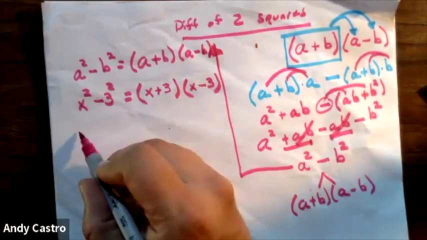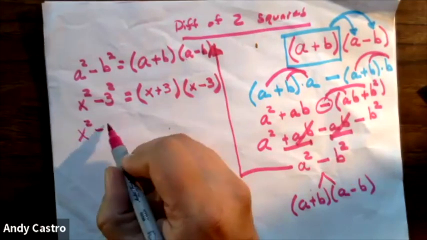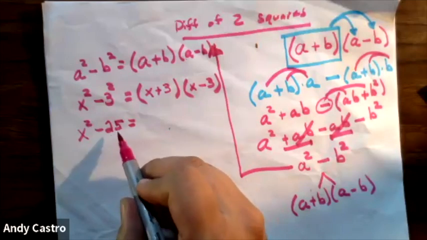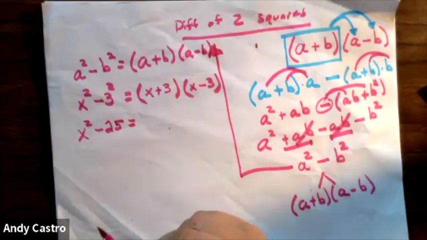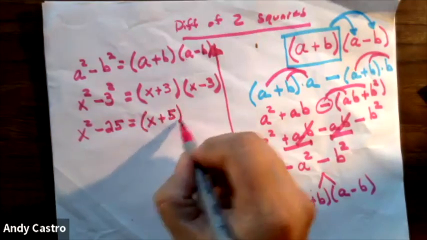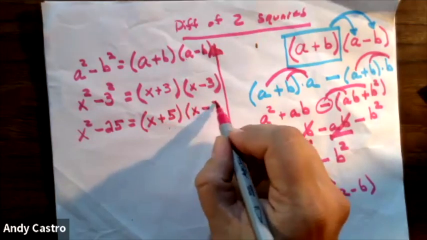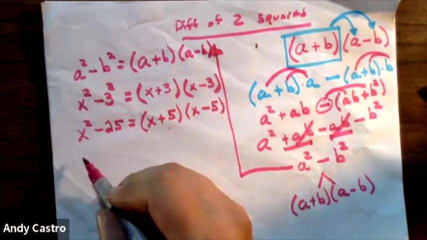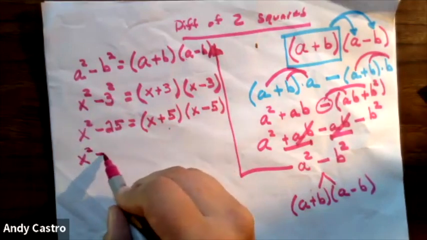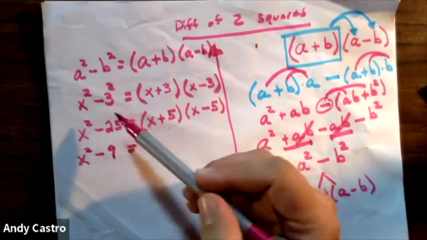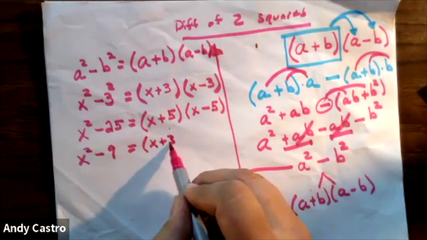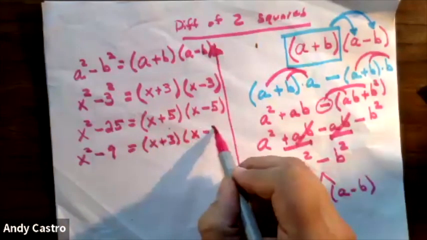Okay, if I have x squared minus 25, well, 25 is 5 squared, so I have the difference of two squares. So this would be x plus 5, x minus 5. X squared minus, we'll do this one again, except I won't write 3 squared, I'll write 9. Same thing. 3 squared and 9 are the same thing. So this is x plus 3, x minus 3.